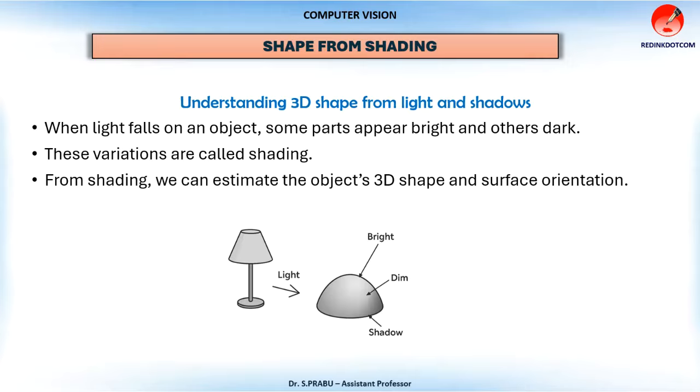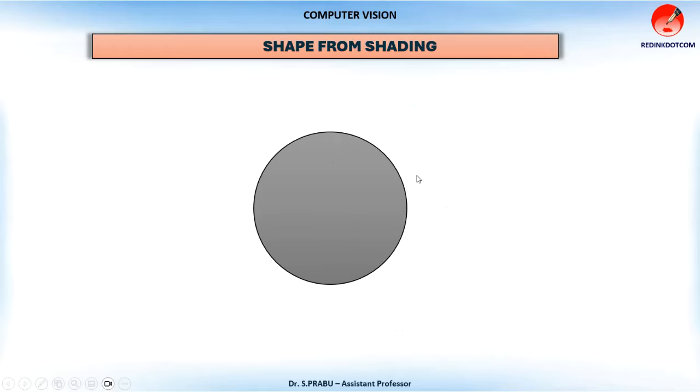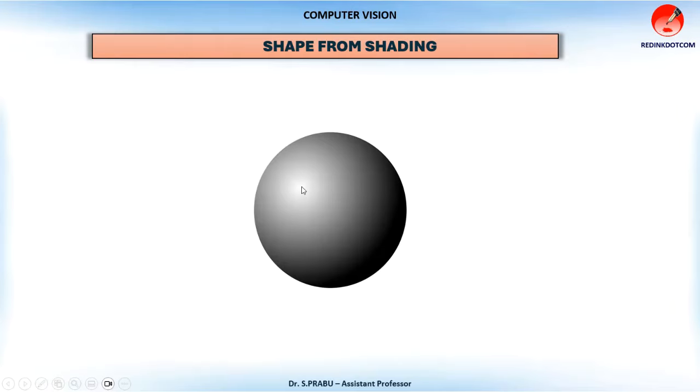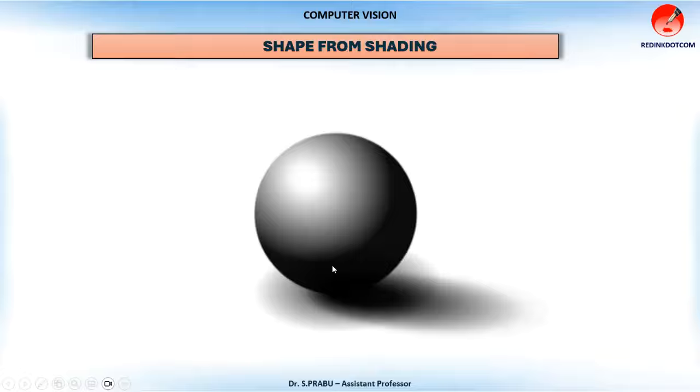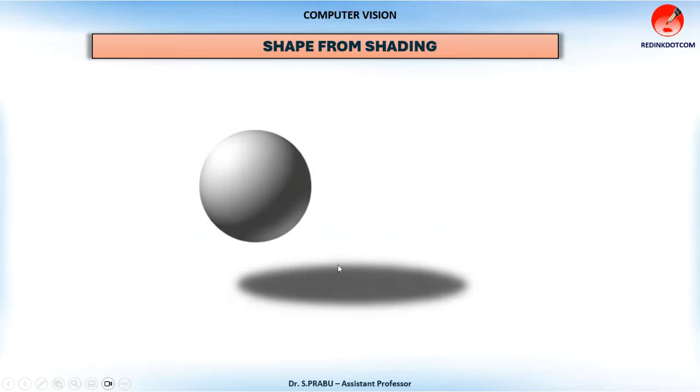The computer studies brightness changes in a single image and estimates how the surface is tilted. This helps in reconstructing 3D shapes. Here I try to draw a sphere, but it looks like a simple circle filled with some color. But if I apply the light information falling on the surface, it looks like a sphere. And if I add the shadow, it is much more realistic. And the shadow tells where this object is located in that image.